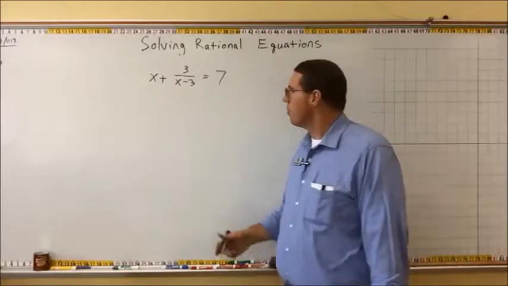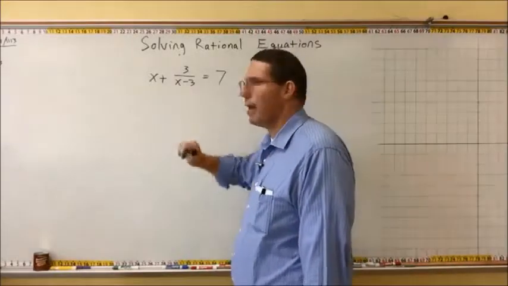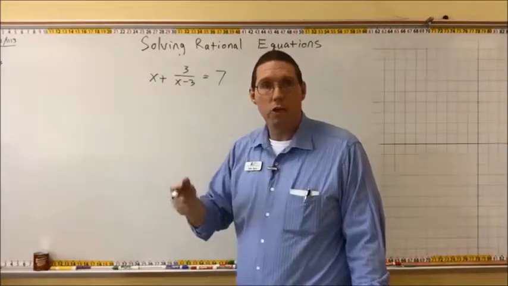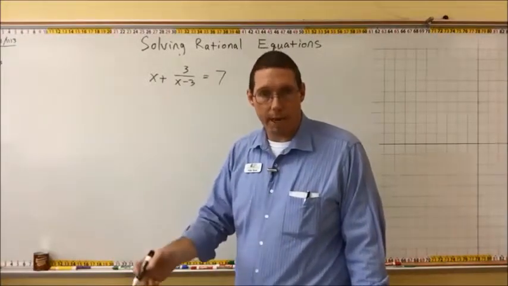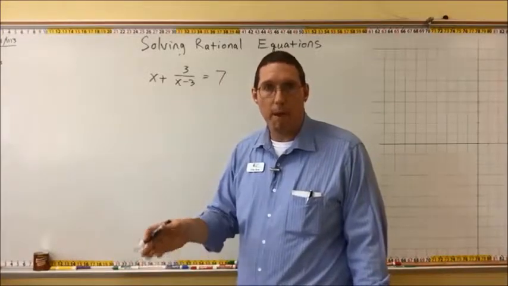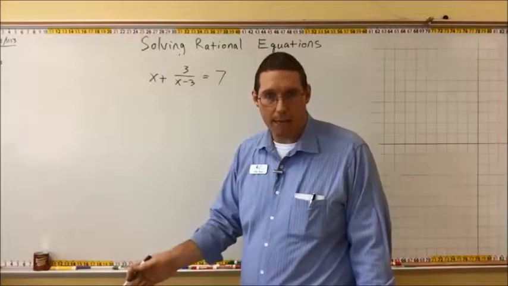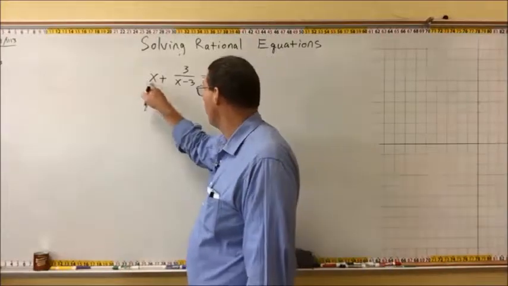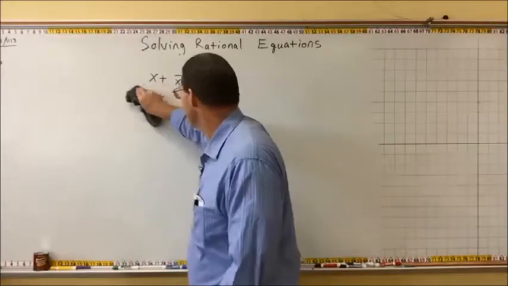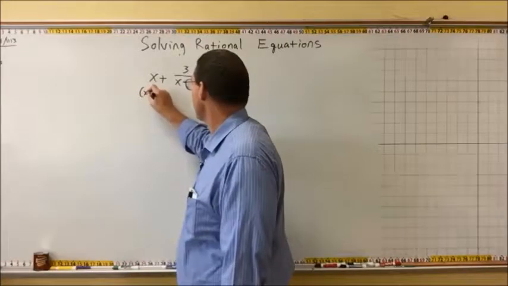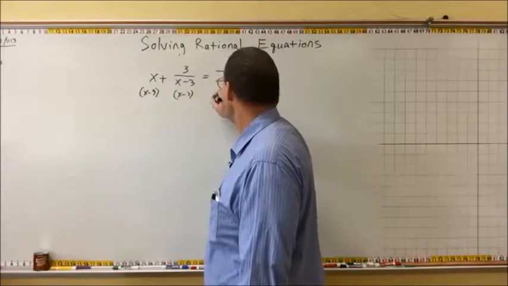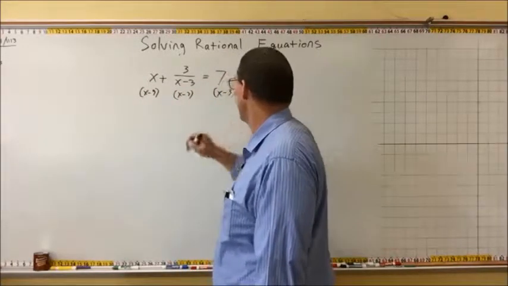All right, now this one's a little more challenging because we don't just have an x in the denominator, we have an x minus 3. But that's okay. The way you cancel a denominator is by multiplying every term by that denominator. Okay, so we are going to multiply this term by x minus 3. We're going to multiply this term by x minus 3. And we're going to multiply this term by x minus 3. Okay?